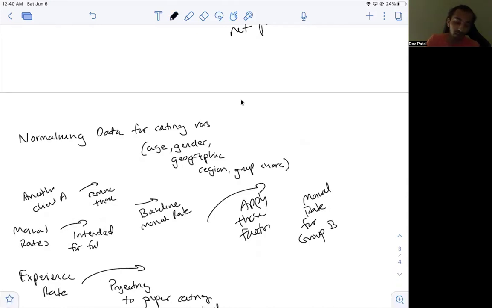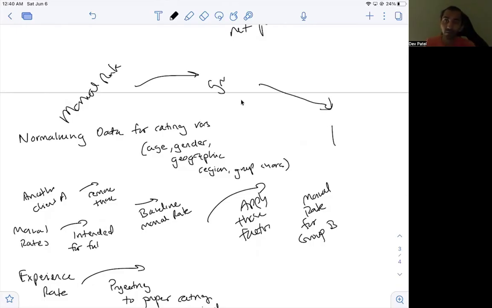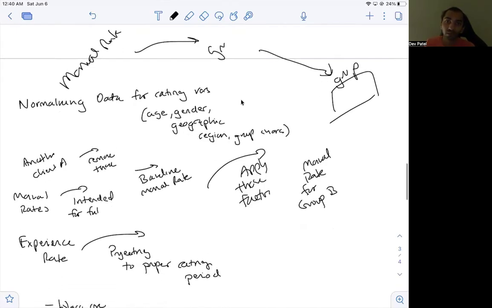Now, when we do manual rating, sometimes we get data, let's say from another client or from another group of individuals, that don't fit the profile of the current group that we're actually rating the premiums for, we're creating rates for.